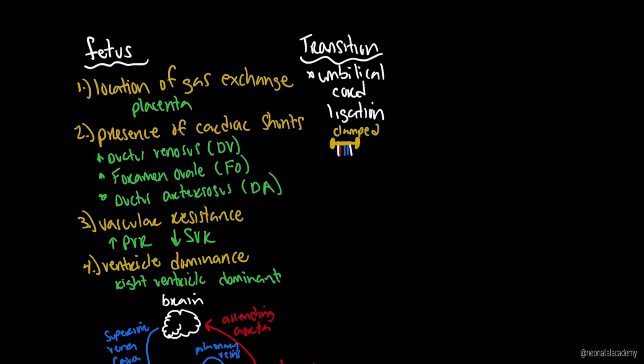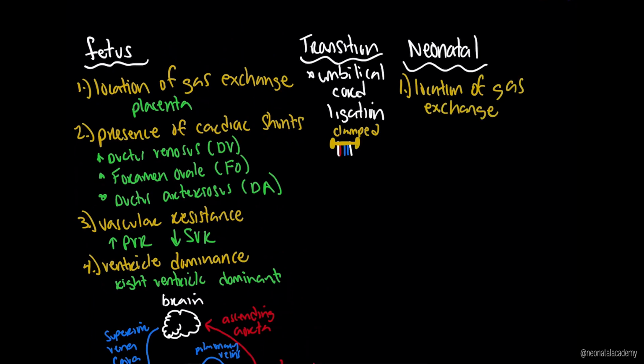At this point, the lungs are also hopefully getting some air into them, some aeration, which is then going to majorly transition the area of gas exchange from the placenta to the lungs. So let's draw our neonatal characteristics over here. First, again, we'll start with location of gas exchange. So now it's going to be performed in the lungs.